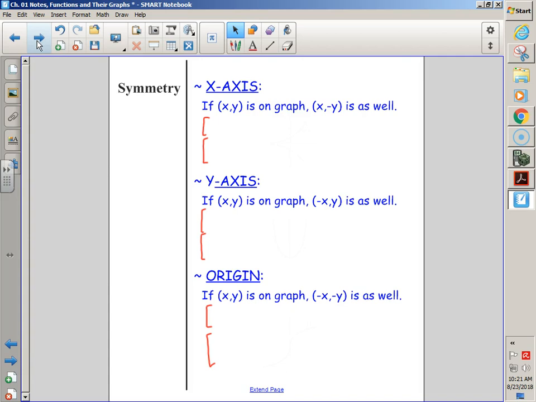This is what we did yesterday. Symmetry was the topic that we ended with. There's symmetry and one more, and then we're done.